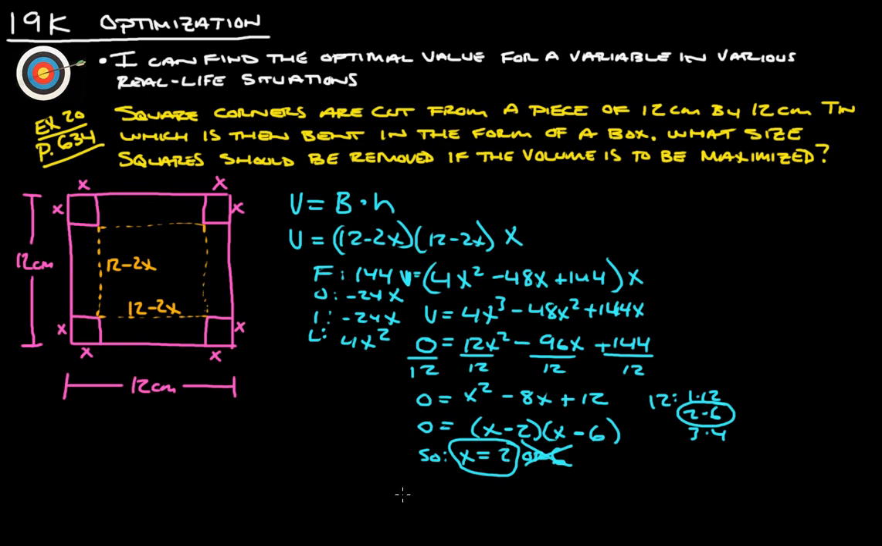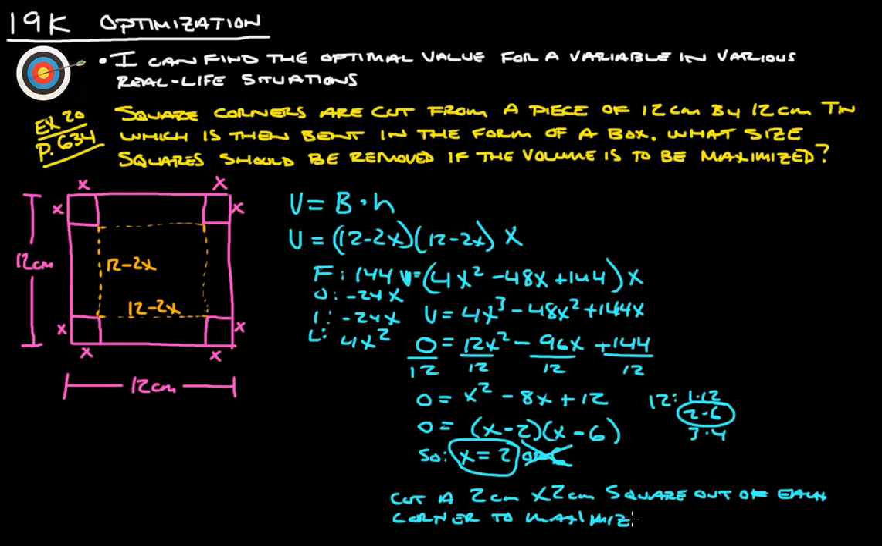All right, so that means we simply are going to cut a 2 centimeter by 2 centimeter square out of each corner to maximize volume. Sorry about the crummy handwriting, and that's supposed to be an M. You get the idea. So there we go, a 2 by 2 square out of each corner.